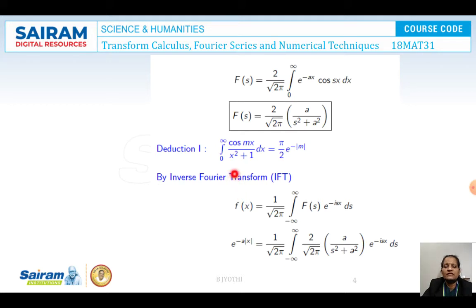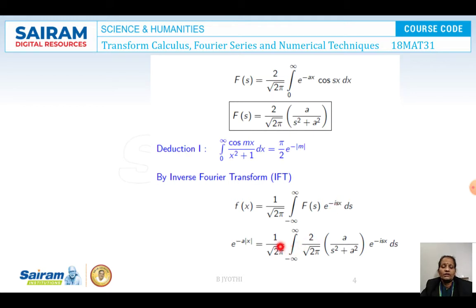Now let's come to the deduction. So integral 0 to infinity cos mx divided by x square plus 1 of dx is equal to pi by 2 into e power minus mod m. That is what we need to deduce. For any deduction we need to consider the inverse Fourier transform. That is given by the formula f of x is equal to 1 upon root 2 pi integral minus infinity to plus infinity f of s, which we have obtained now, into e power minus isx ds.